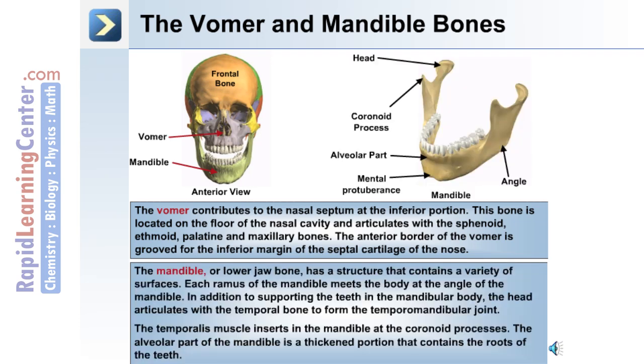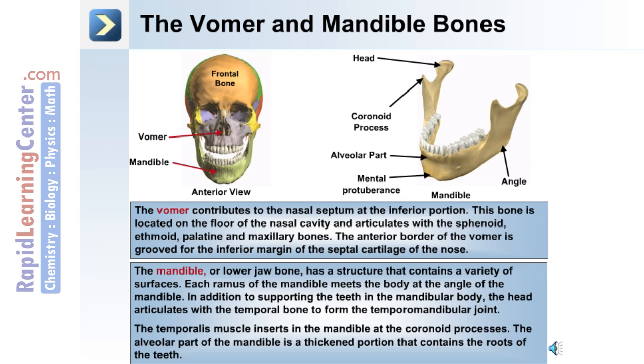The mandible is also known as the lower jaw, and it has a structure that contains a variety of surfaces. The mandible bone is shown in the image on the right. There's a head and a coronoid process, which sweeps down through an angle towards the front of the bone, or the mental protuberance.